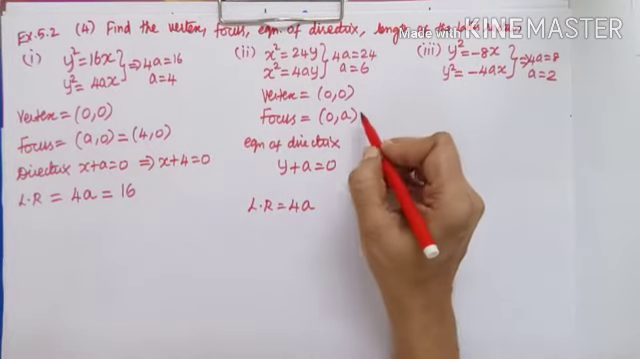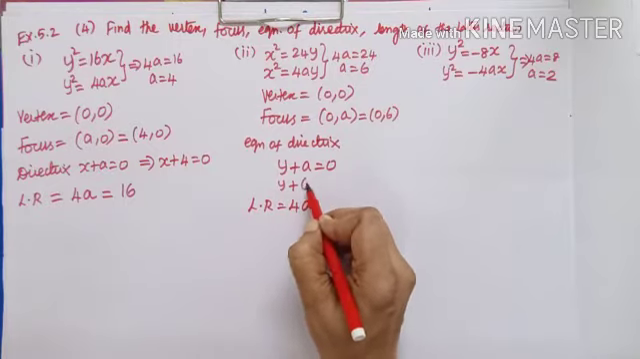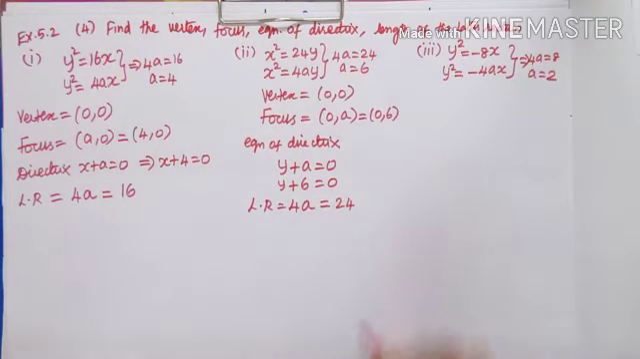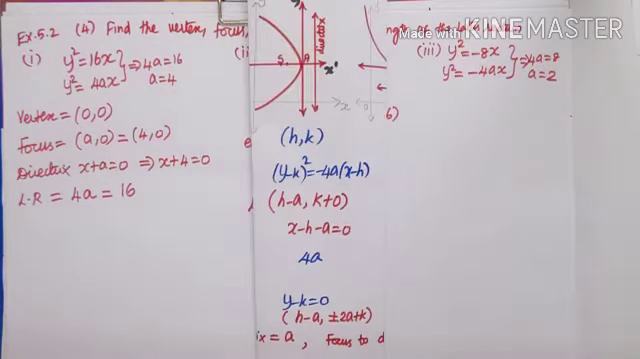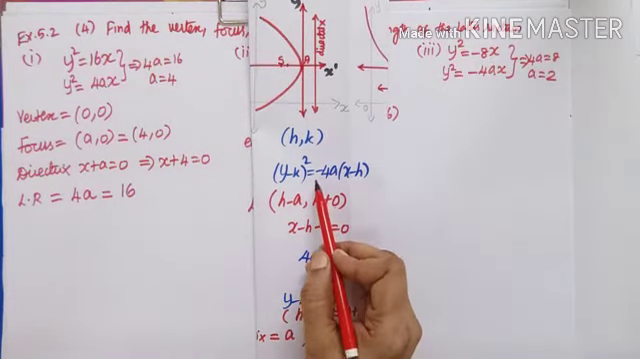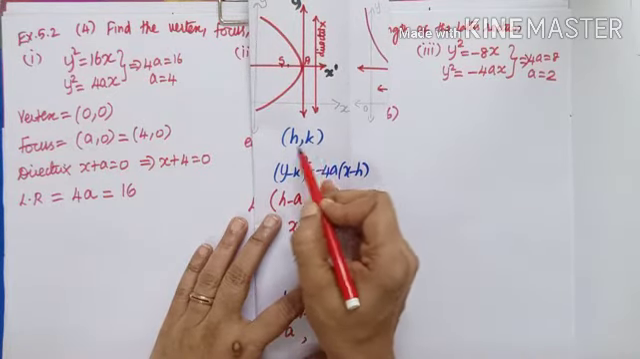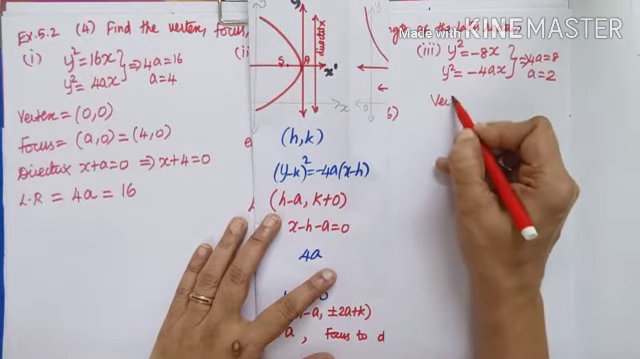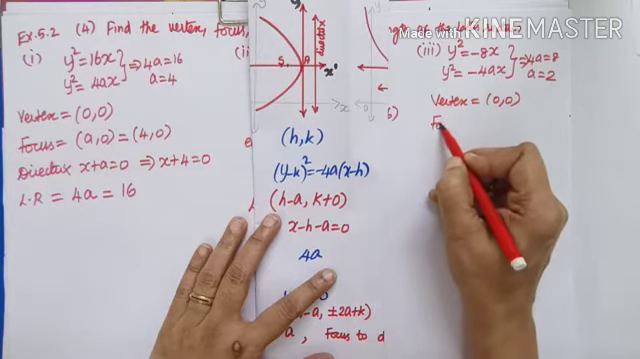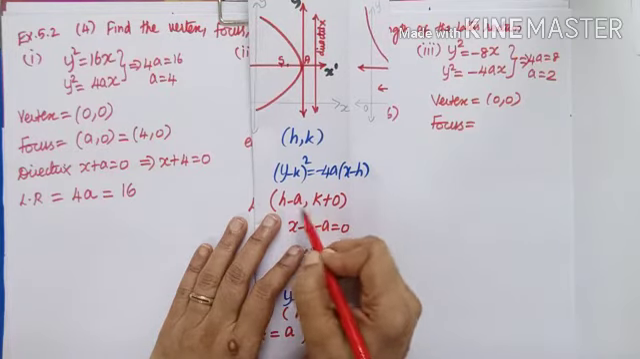Now let us substitute. What is the a value? 6. Here y plus a value, 6, equal to 0. 4a is nothing but 24 and that is the answer. Third question, y square equals minus 8x. We compare with the second type of parabola. Now again the vertex is h comma k. Here the vertex is 0 comma 0. And we need focus. Focus is minus a comma 0.